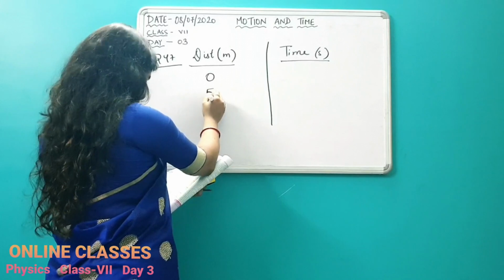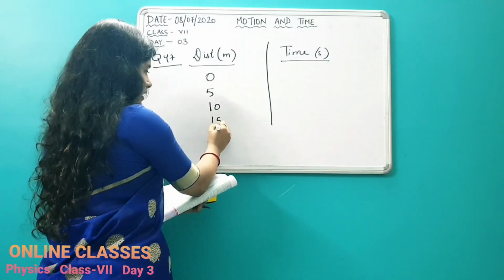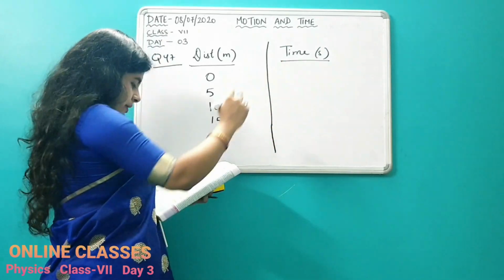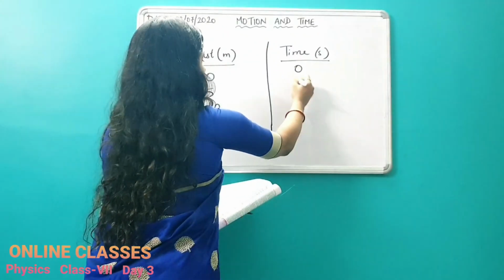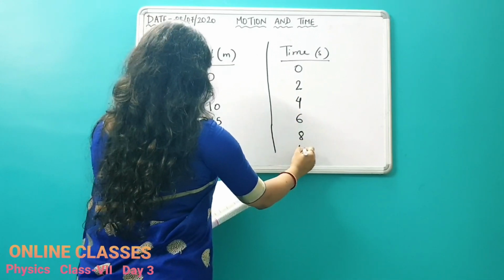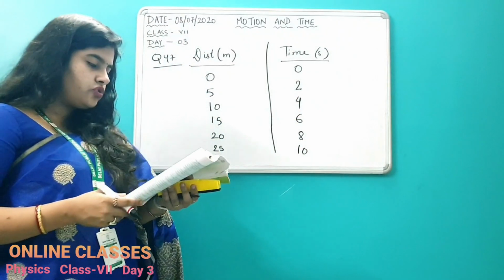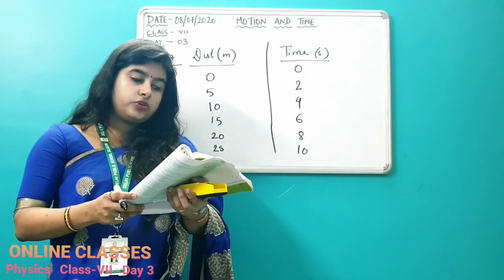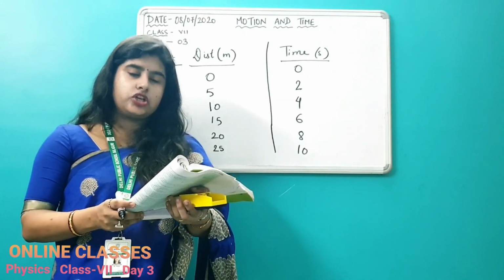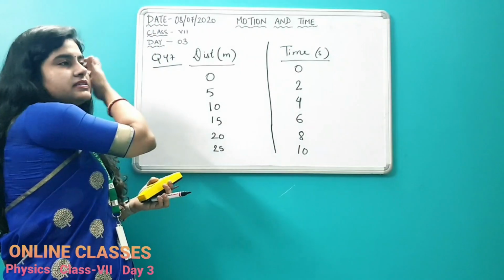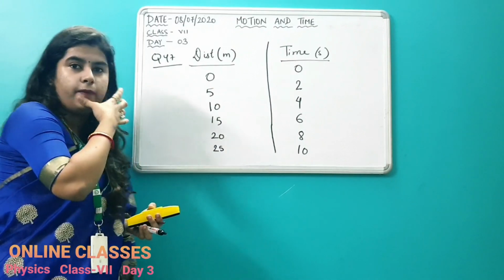Then 5, 10, 15, 20 and 25. And what about the time? 0, 2, 4, 6, 8 and 10 seconds. You have to draw a distance time graph for the car. And what conclusion do you get from this graph about the nature of motion of the car? So these are the two questions they are asking us to solve in this particular numerical.